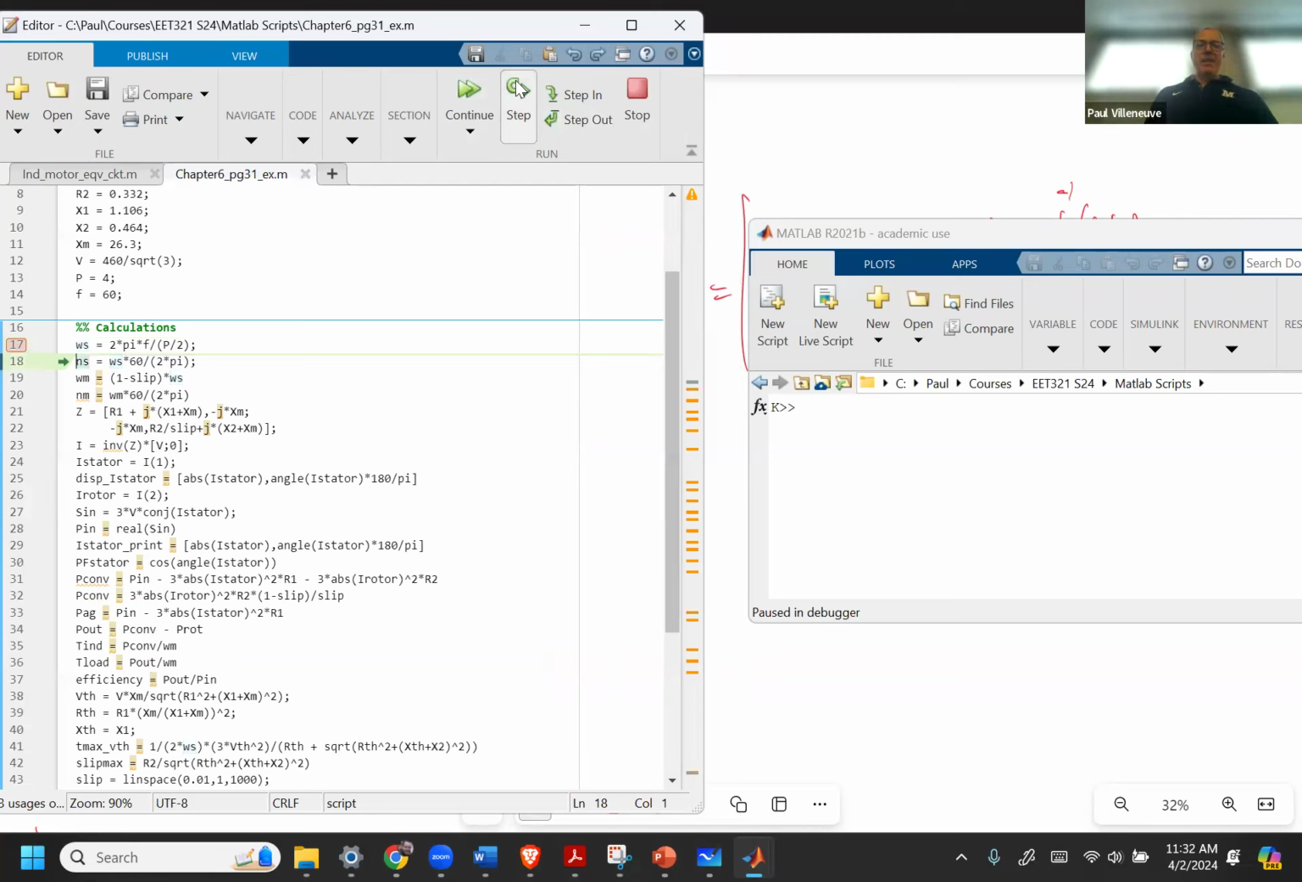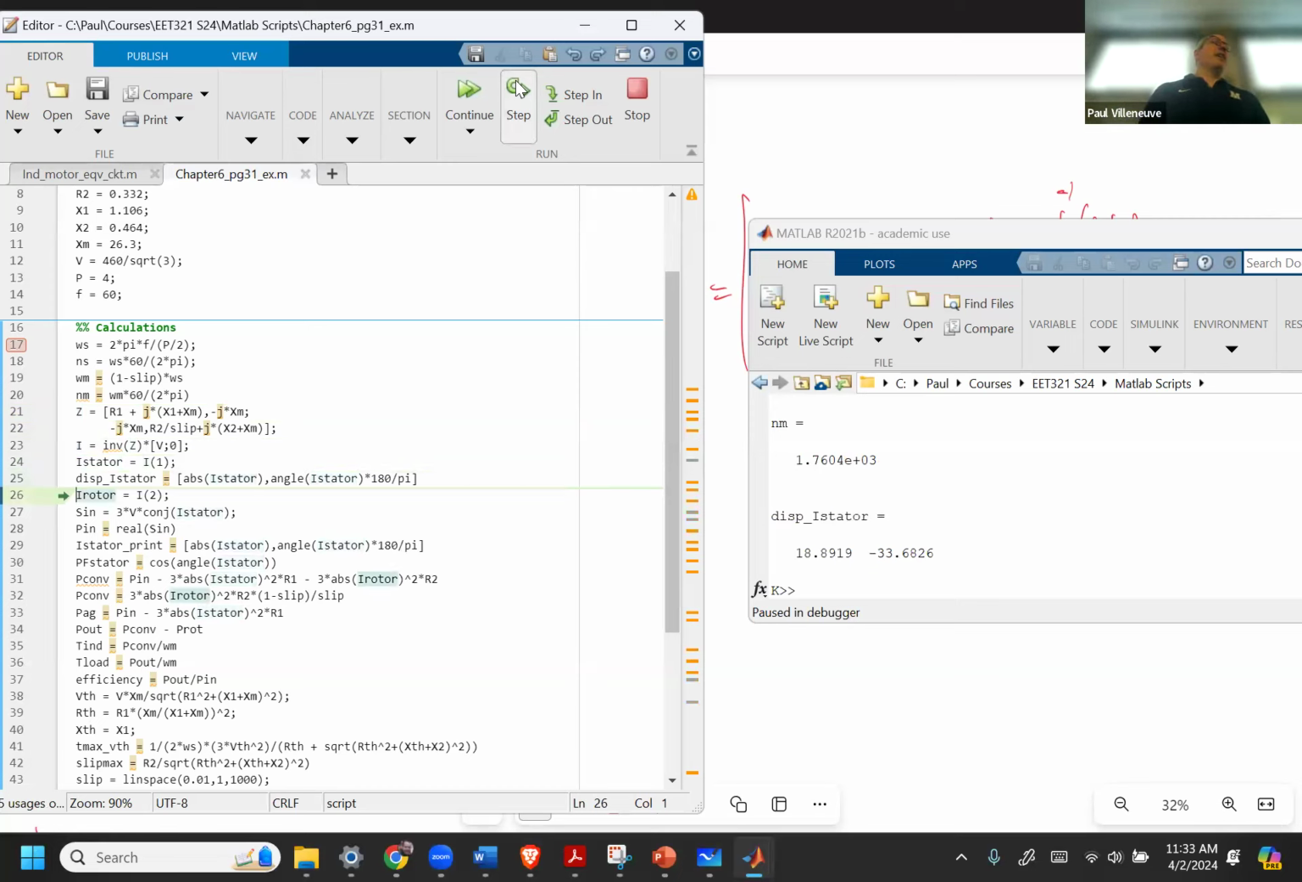Now it's going to calculate omega S, but it's not going to display anything because I'm suppressing it. I don't really care about the synchronous stuff. I care about the mechanical actual operation. So here's what I get for the mechanical speed of operation in radians per second, and here's what I get in revolutions per minute: 1,760.4 RPM. Now I'm going to calculate Z, and I'm not going to display that because nobody's going to really care what that looks like. I'm going to calculate I. Then I'm going to pull out my stator current and display it.